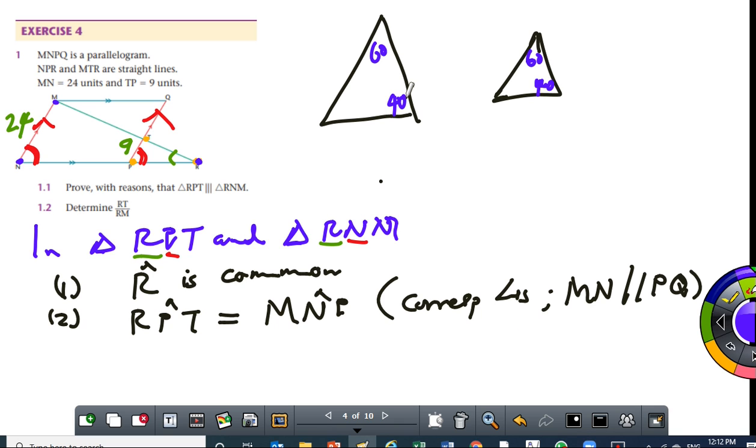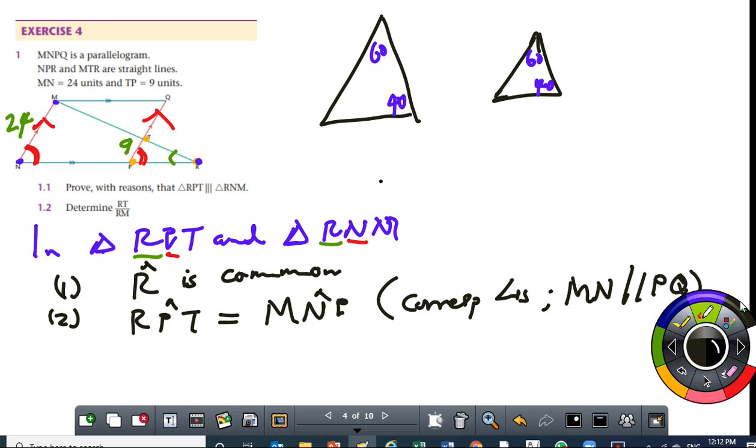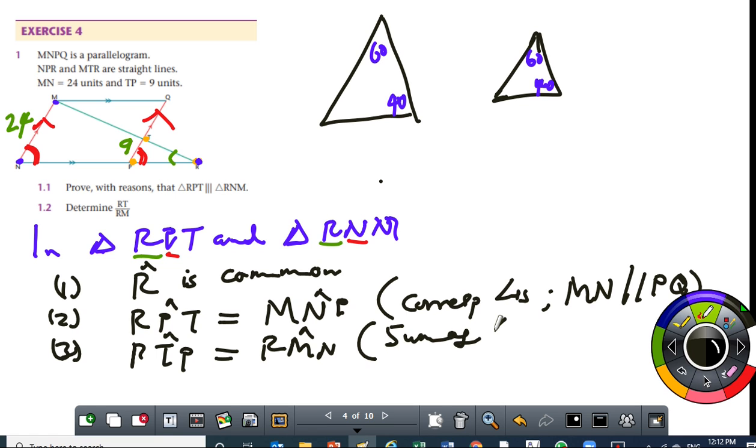Okay? So I can write here my answer. I can write number 3. I can say it's angle T now, so I can call it RTP. That's RTP is equal to this M here, which I can call RMN. My reason here, I can give the reason as sum of angles in a triangle. I can also give the same reason as corresponding angles.